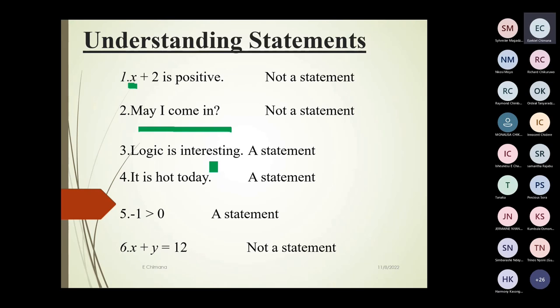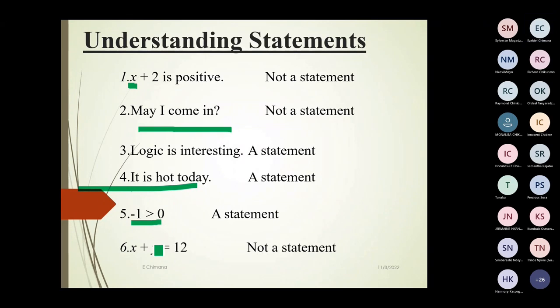Logic is interesting. It's a statement because we can say logic is interesting or not. If you say logic is interesting, is it interesting? So what is its truth value? If you say it is hot today, we can confirm if it is hot or not today. So there is a truth value for that, and it's a statement. If you say -1 is greater than 0, it's a statement because we can test to see if -1 is greater than 0 or not. So it has a truth value of true or false, but in this one it's a truth value of what?